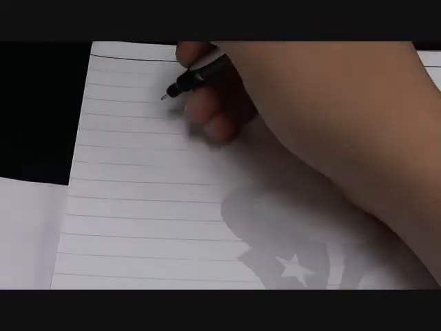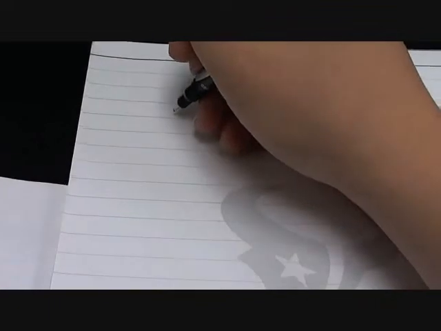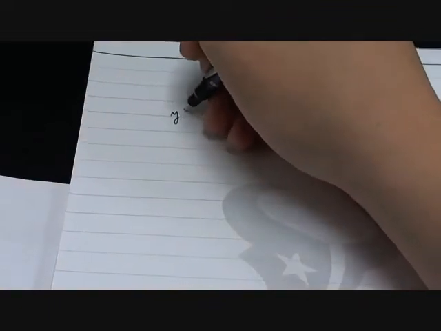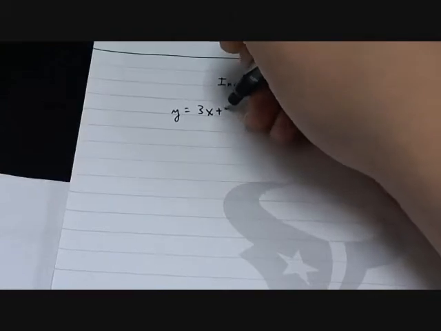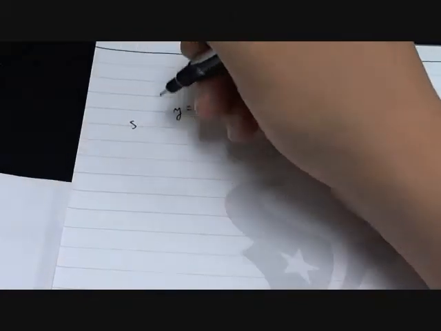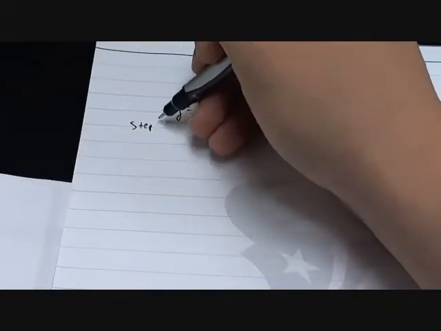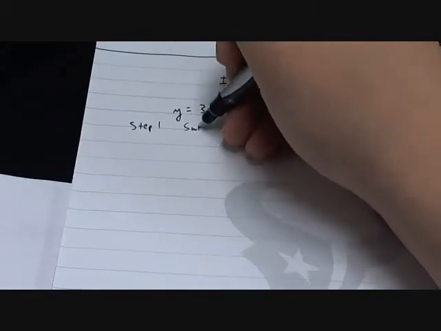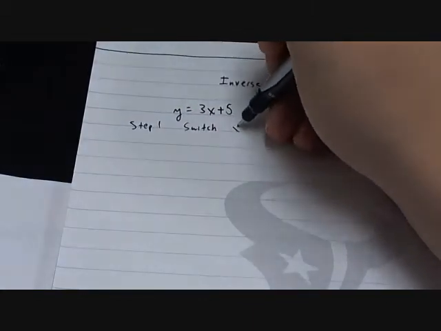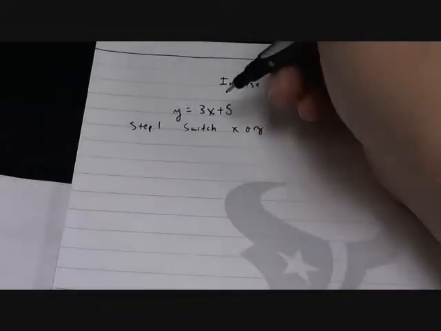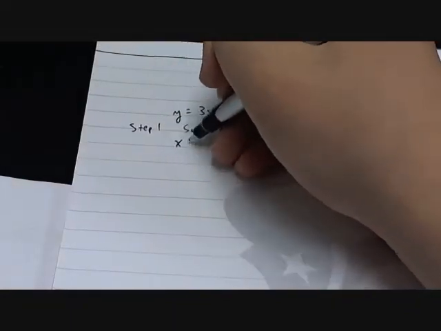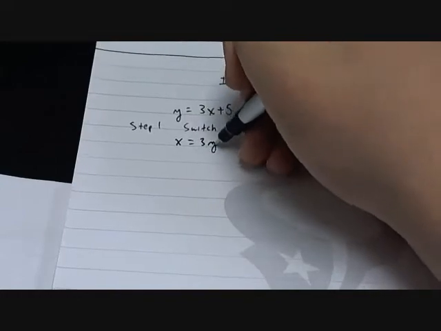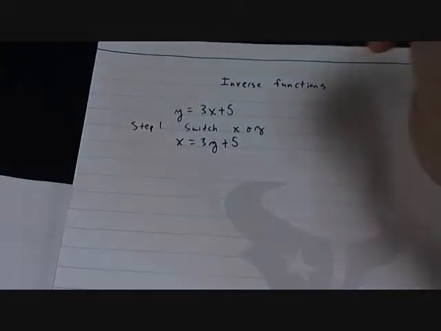So inverse functions, how to find an inverse function. Well, the simple step is just to switch your x's and your y's. So let's say you have y is equal to 3x plus 5. Step 1, switch x and y. By that I mean where we see an x you put a y, where there's a y you put an x. So x is equal to 3y plus 5.